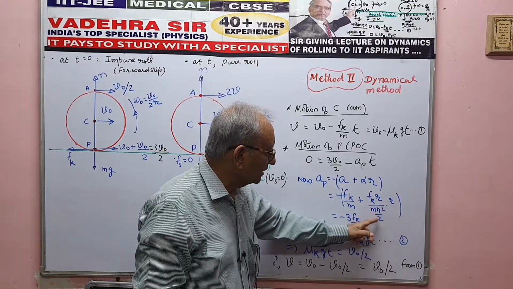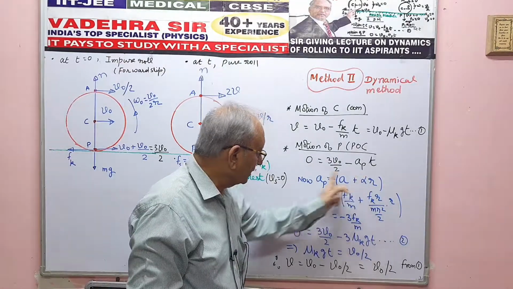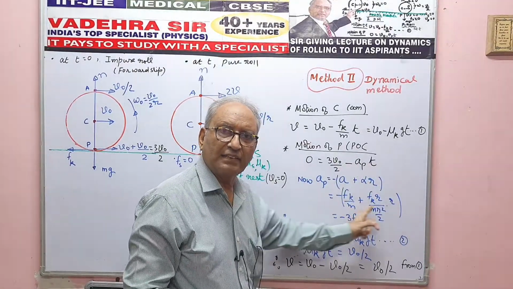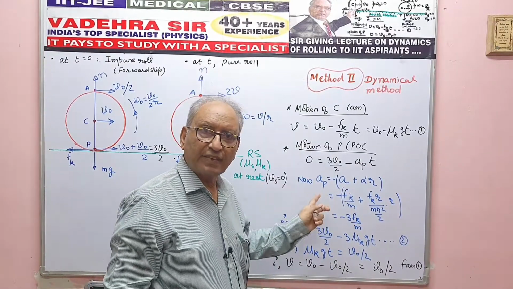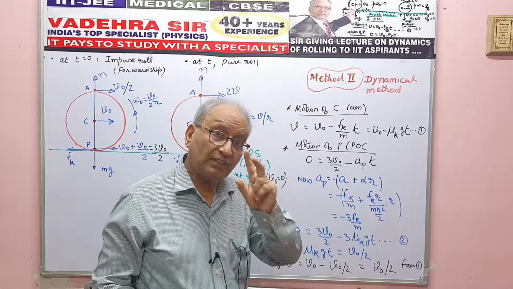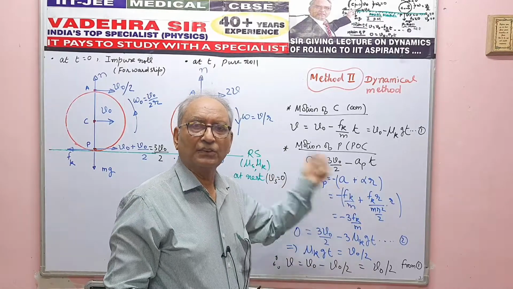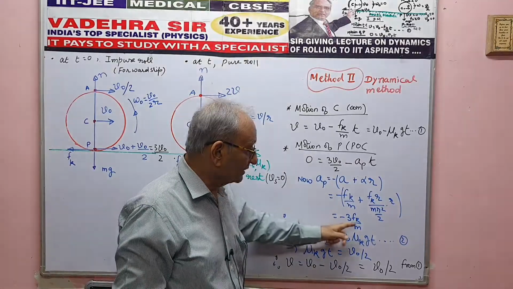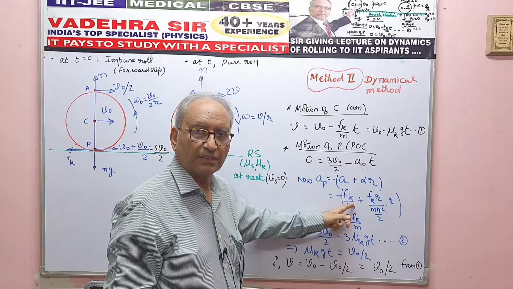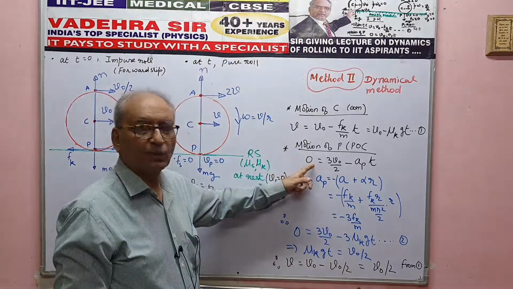R square cancels, 2 goes up. So the total retardation AP is 3 Fk by m: Fk by m due to translation, and 2 Fk by m I am getting due to rotation, the tangential acceleration. So minus 3 Fk by m is the retardation. Well, I put that in the equation of motion.